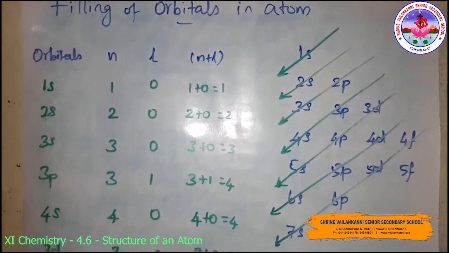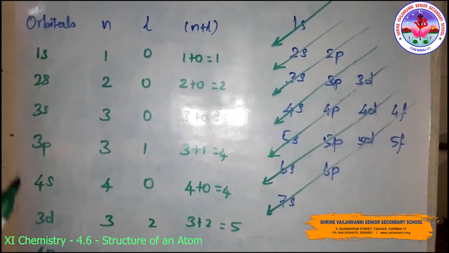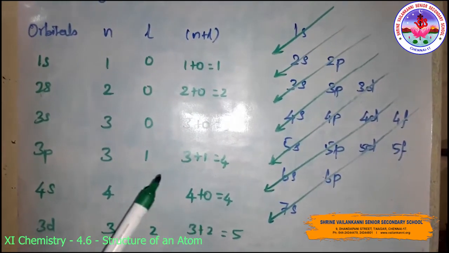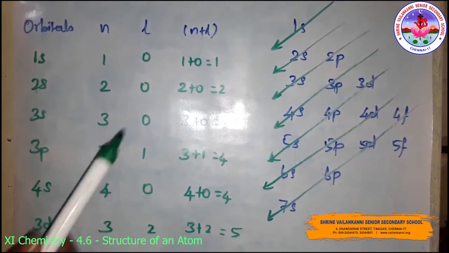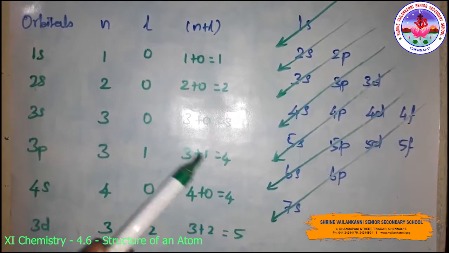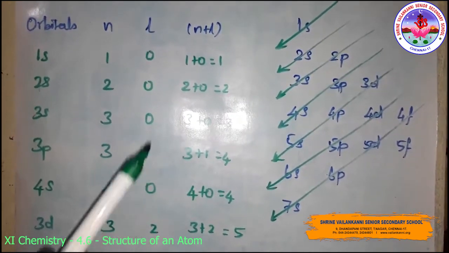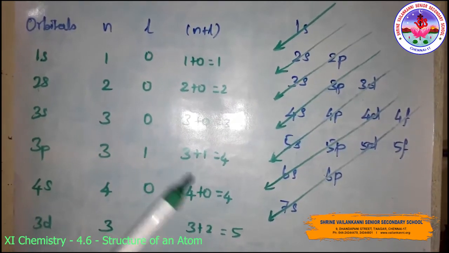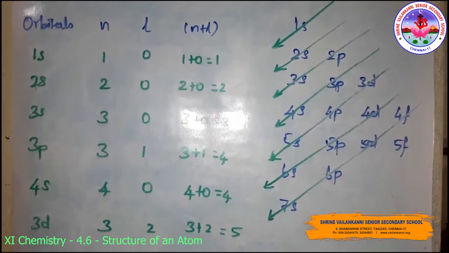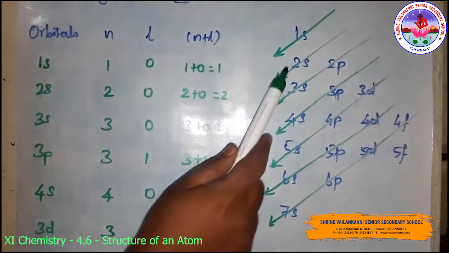The principle states that in the ground state of the atom, the orbitals are filled in the order of increasing energy. An electron first occupies the lowest energy orbital available, and enters the higher energy orbitals only after the lower energy orbitals are filled. The order in which the energy of the orbitals increases, and hence the order in which orbitals are filled, follows this. Look at this.